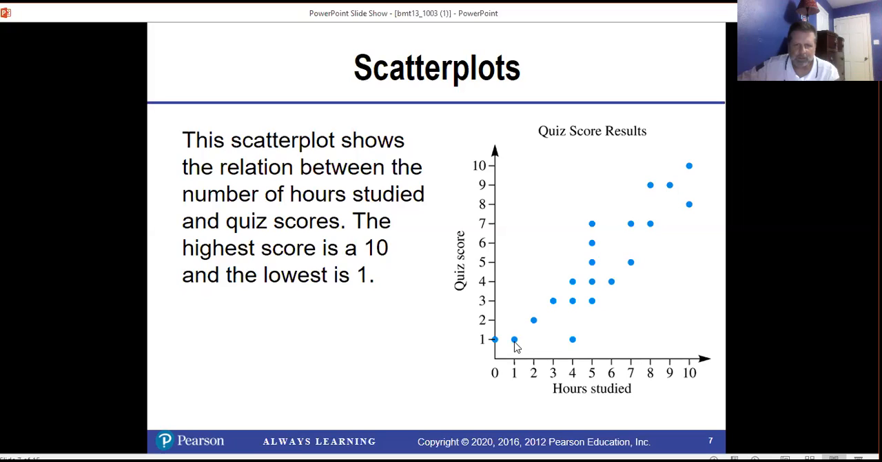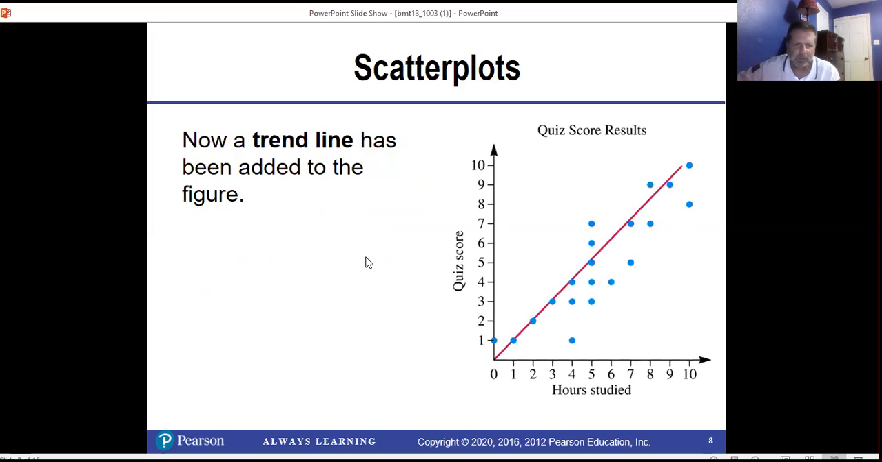Lower number of hours, lower grade. Higher number of hours, higher grade, right? That's how it's supposed to work. That's what you're supposed to tell your students, right? The more you study, the better you get. Well, maybe not reference. I mean, you get some studying done, you'll get a decent grade, right?